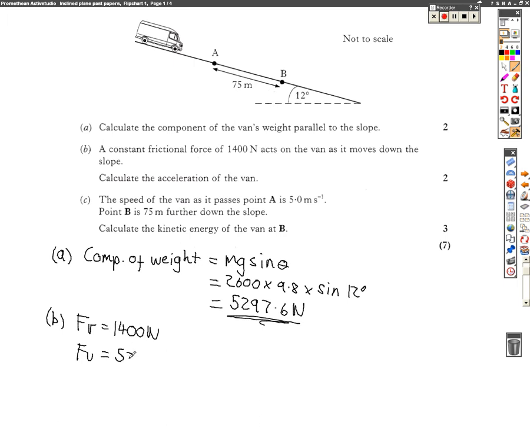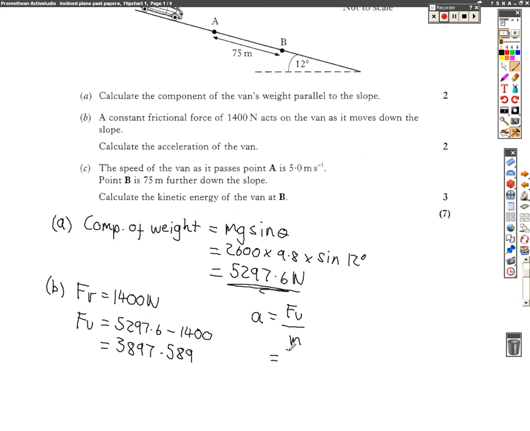So we're looking at an unbalanced force of 5,297.6 minus 1,400. That will give you 3,897.589. We'll leave it at just now. So we can calculate the acceleration here by doing unbalanced force over mass. That's just F equals ma. So if you put those values in, 3,897.589 divided by 2,600 as our mass here, you'll get an acceleration of 1.5 meters per second squared.